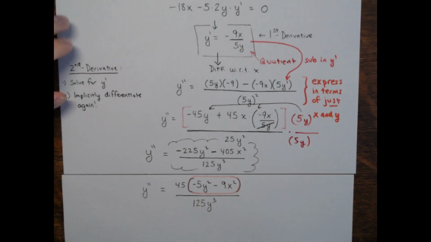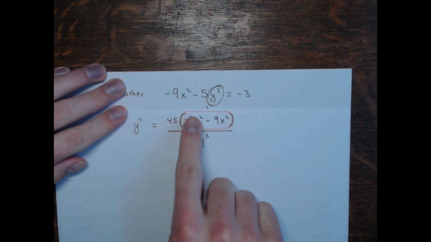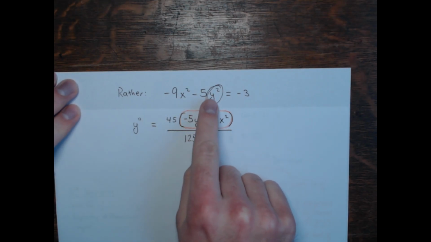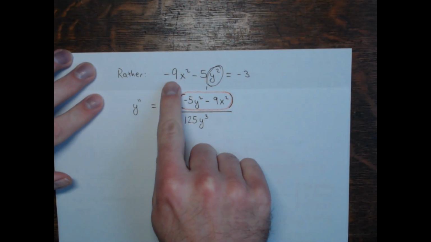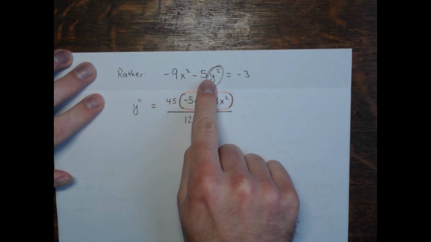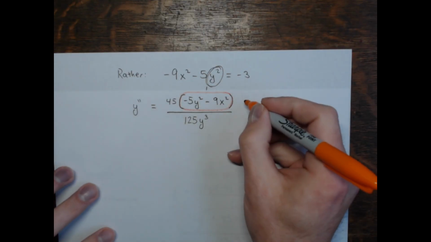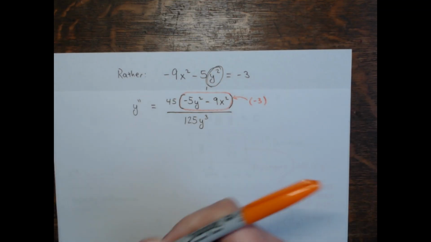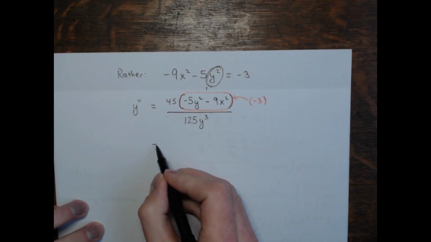For this particular equation, see how that's just the left side of my equation here, negative 9x squared minus 5y squared. So for any point on this curve, right, this ellipse, negative 9 times the x coordinate squared minus 5 times the y coordinate squared will be negative 3. So this thing here in the parentheses is just negative 3. So I make that substitution.